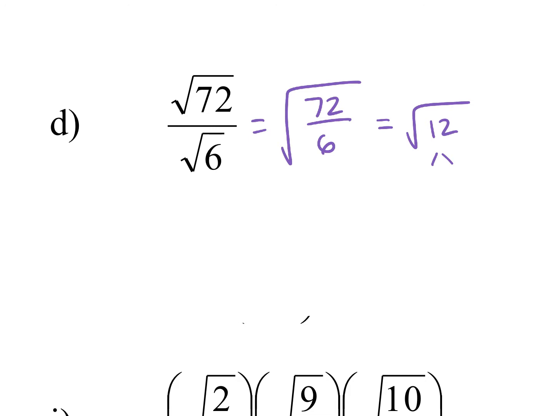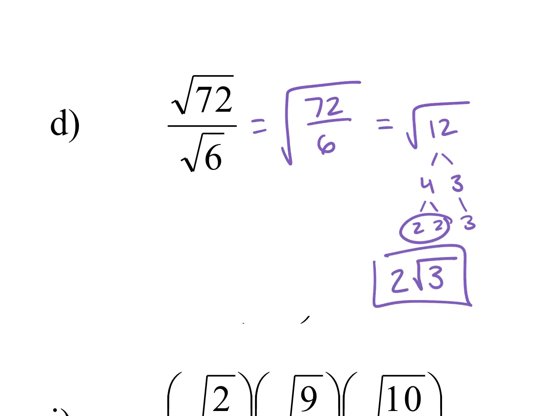What are 2 factors of 12? 3 and 4, or 6 and 2 would work. You'll end up with the same answer. What are 2 factors of 4? 2 and 2. So what would I circle? The 2's. What comes to the outside? A 2. What stays on the inside? 3. So my answer here is 2 square root 3.